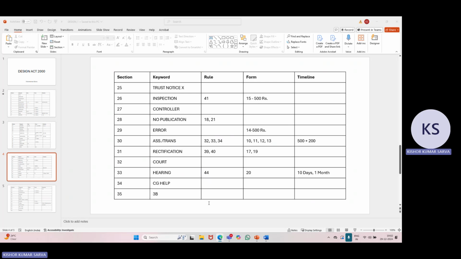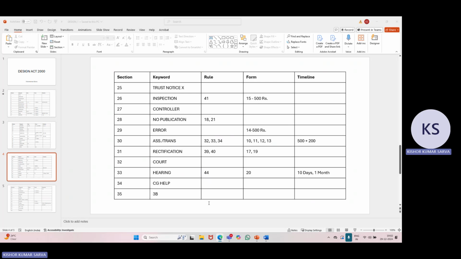Now the next section talks about reports of the controller. These are confidential. I think this is section 27, I'm sorry. The controller will have all the confidential matters, which will not go out.